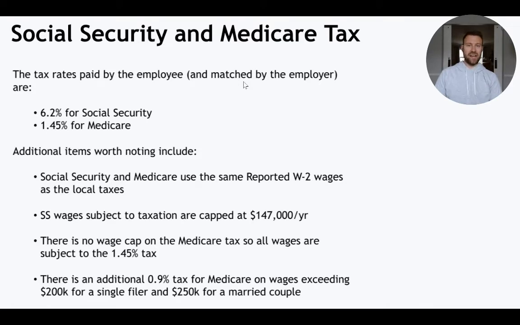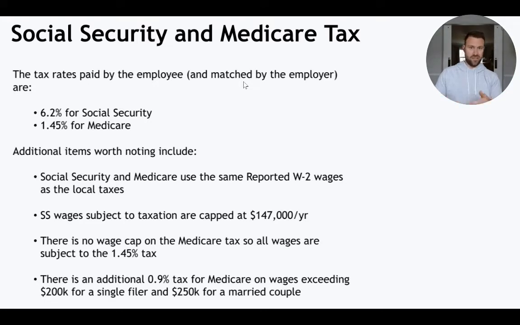The other big item to point out, if you are fortunate enough to be a high earner, you make over $147,000 a year, the Social Security tax cuts off at that point. So if I made $200,000, 200,000 minus 147, that gap, 53,000 is not taxed at that 6.2%. Only the wages up to 147 are taxed there. Medicare does not have that cap. So I'm going to pay 1.45% regardless all the way through my wages.